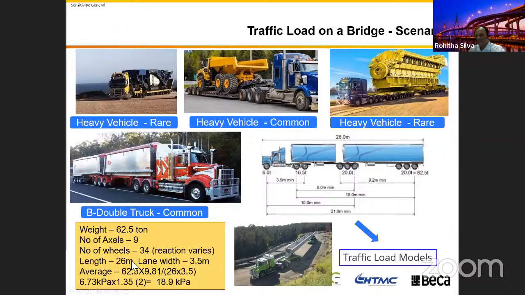multiply by 9.81, then you get a number in kilonewtons. If you divide by the area, length is 26, width is 3.5, with uniformly distributed pressure we assume, this works out to be 6.73. Yeah, makes sense. Okay, a 62.5 ton truck generates only 6.73 kPa. The small car, 2.5, so it's safe, right? You can feel comfortable, right?